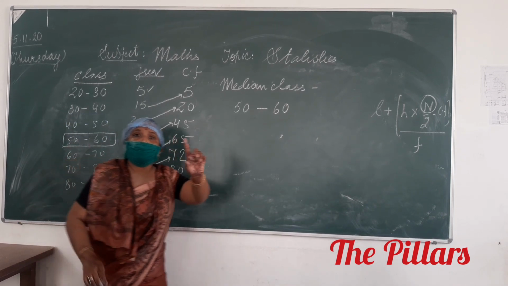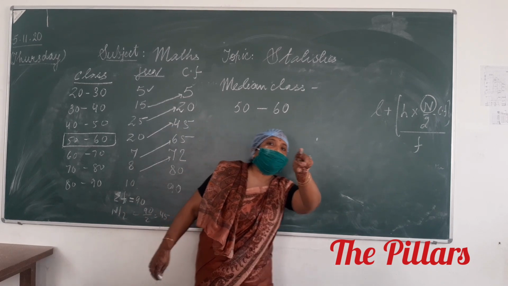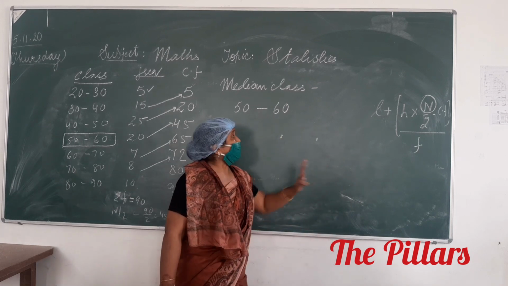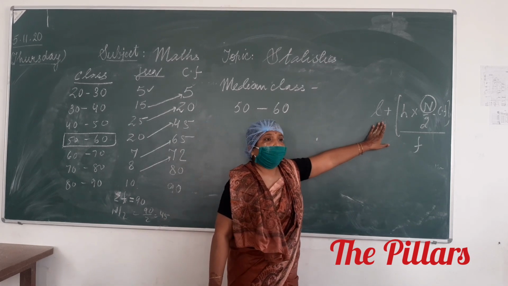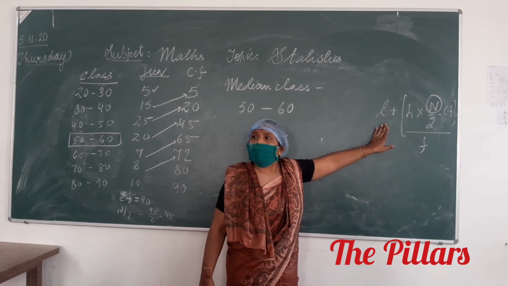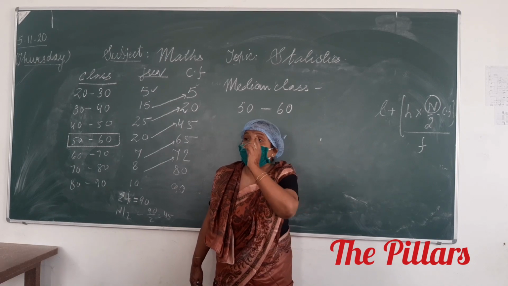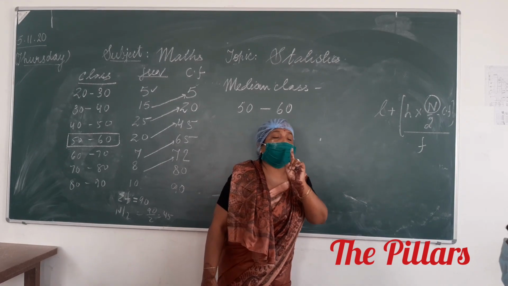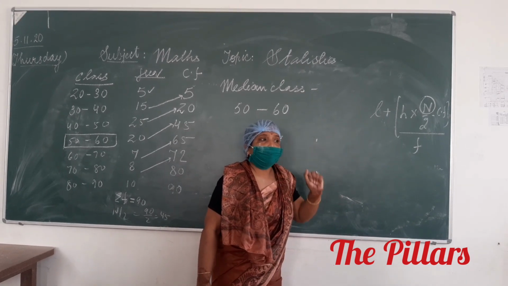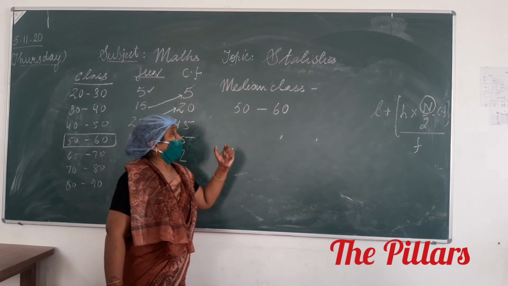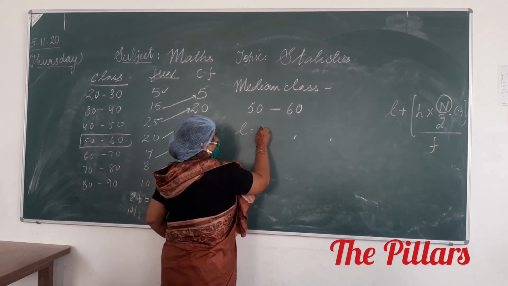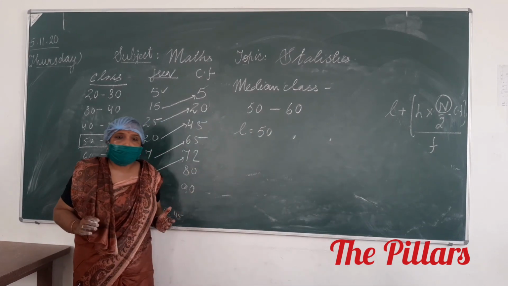Okay? Look here, children. Are you able to see this side? Okay, see, in this formula, what does this L stand for? Lower limit of the median class. And how much is the lower limit of the median class? 50. So L is 50. Write down, L is 50.